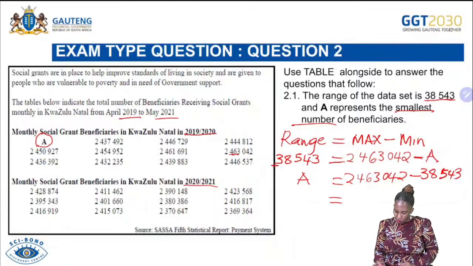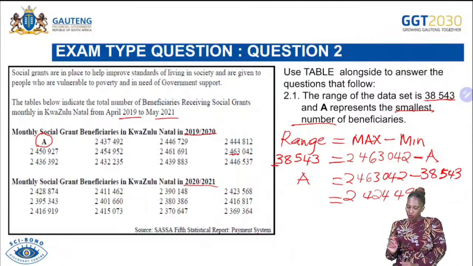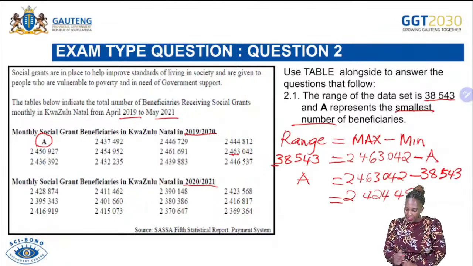Now let's determine the value of A, our minimum number. We have 2,463,042. We subtract our range, which is 38,543, and then our answer becomes 2,424,499. That is our smallest number.